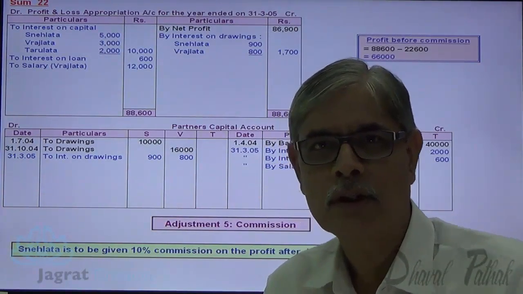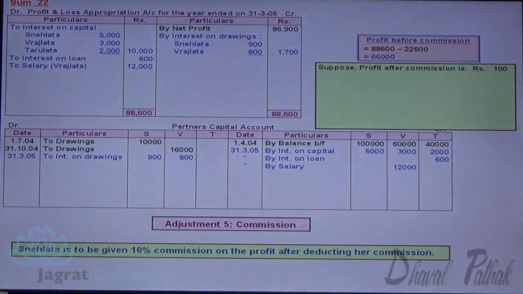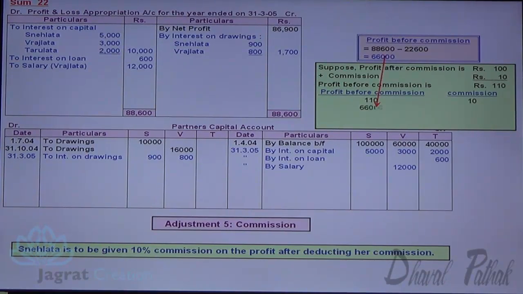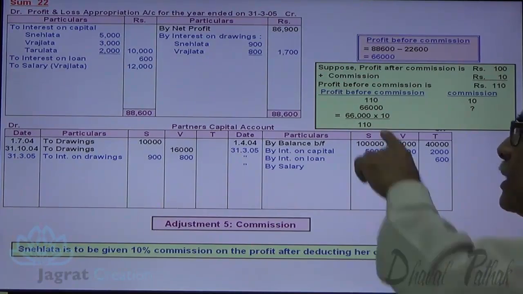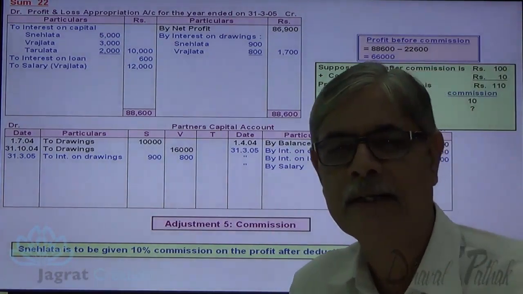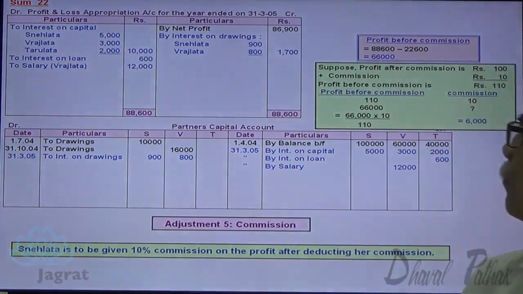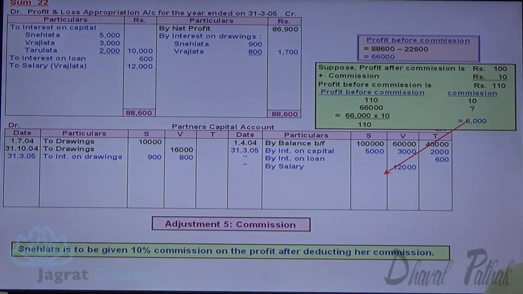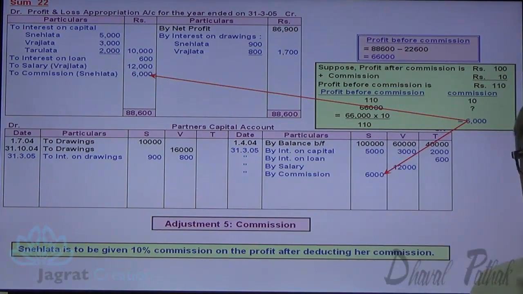So to work it out, what should you do? Suppose that profit after commission is 100, commission is 10, profit before commission works out to be 110. So 110 is to 10 commission. How much for 66,000? 66,000 into 10 upon 110, you can apply the same formula. 6,000 is the commission. Commission to a partner debited to the profit and loss appropriation account and credited to the partner's capital account.